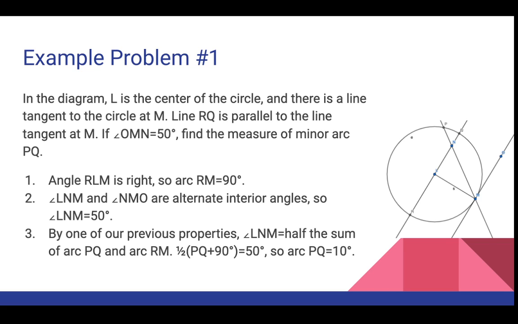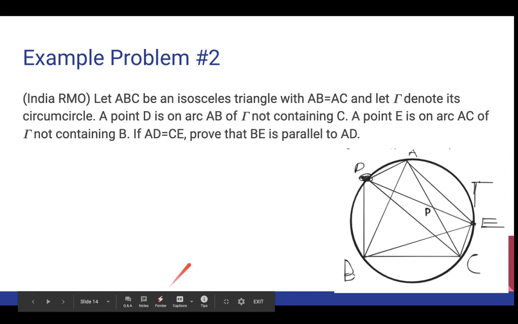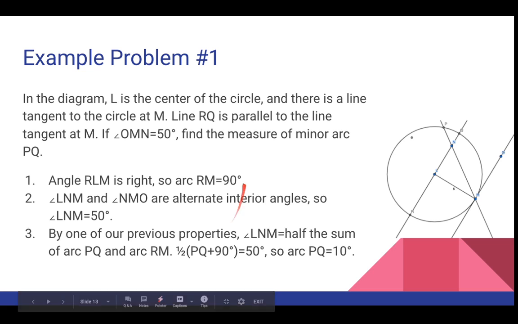Okay, so let's discuss the solution. We have that L is the center of the circle, and we have a line tangent to the circle at M. So at this point O, line OM is tangent to the circle. We also have a line RQ that is parallel to the line tangent at M. And notice that in this diagram, the line RQ goes through point L.